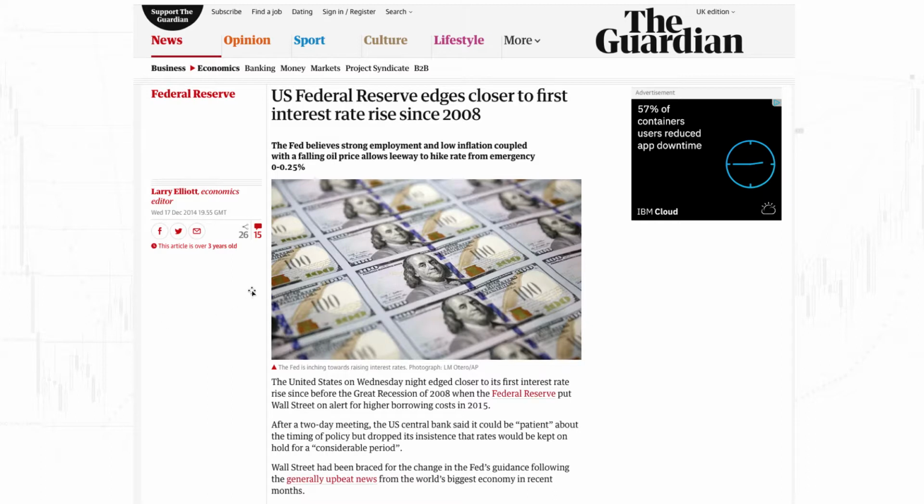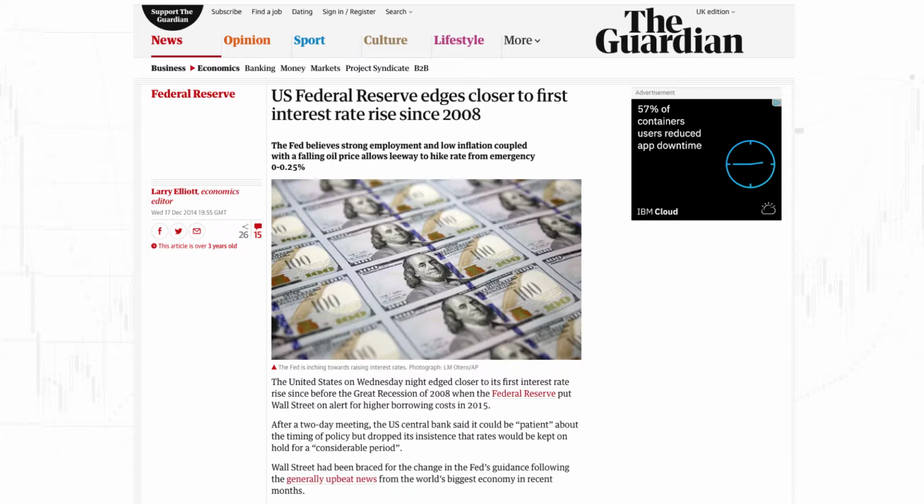Also in 2014, we had talks of the Federal Reserve edging closer to its first interest rate hike, right? Or rise since 2008. The Fed believes strong employment and low inflation coupled with falling oil prices allow leeway to hike rates from emergency zero to 0.25, right? And the date on this was Wednesday, the 17th of December, 2014.